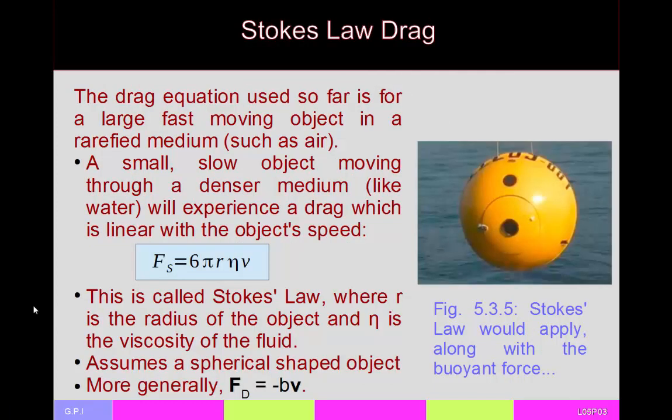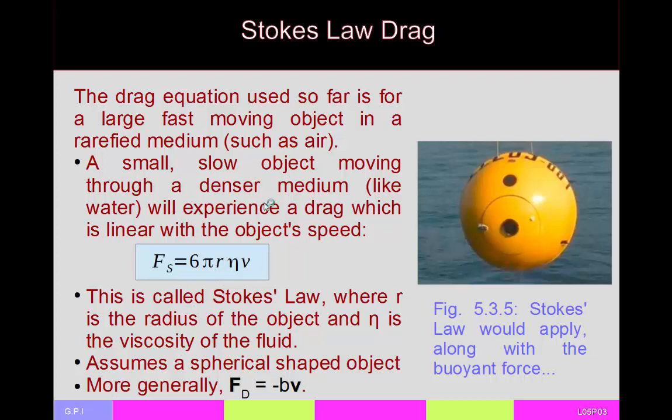I mentioned that there were two types of drag that I wanted to look at. So we've already looked at the first one. The second one is basically the Stokes Law Drag. And the Stokes Law Drag is specifically for a small, slow object which is moving through a denser medium like water. And so for the Stokes drag, you actually get a Stokes Law equation that looks like this. So the force is 6 pi r times eta times v, where eta is called the viscosity of the fluid, and r is the radius of the object.